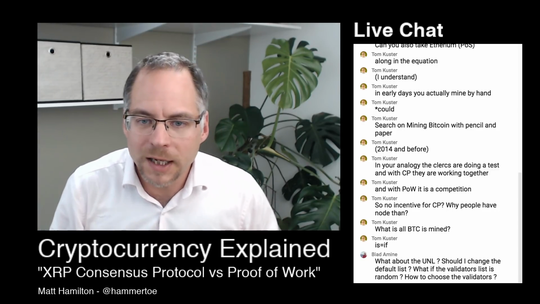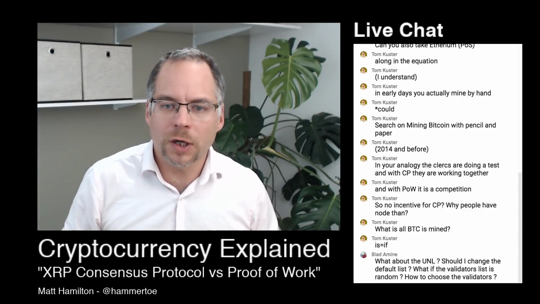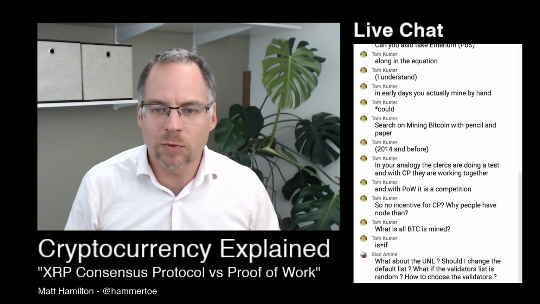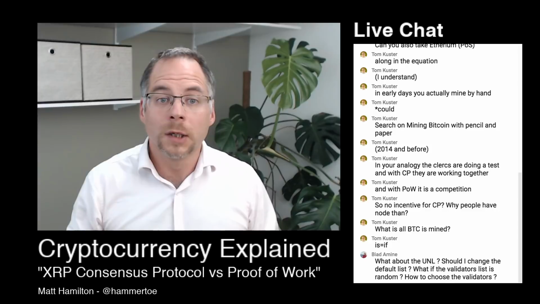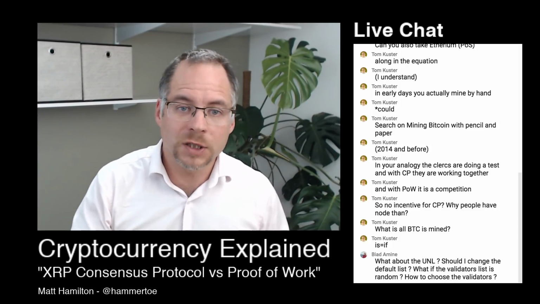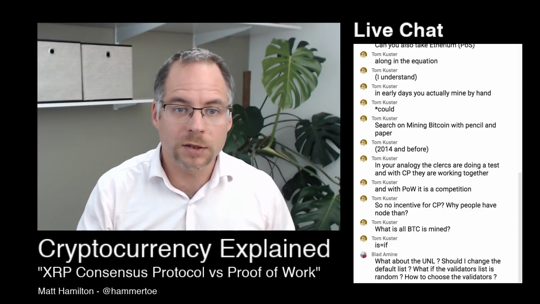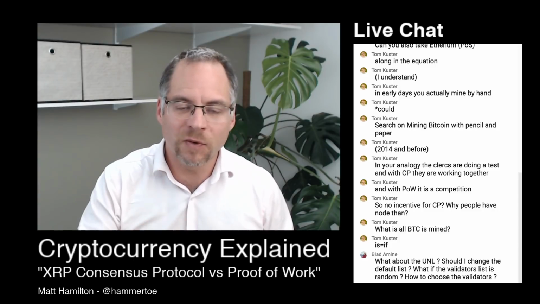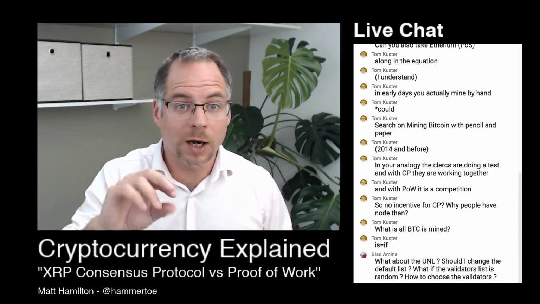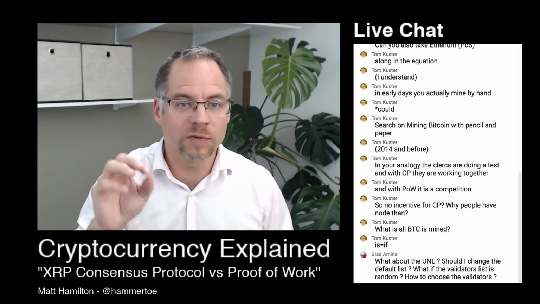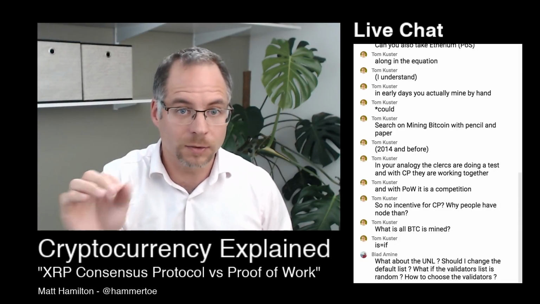So BladeME asks, what about the UNL? Should I change the default list? Well, the validators list is random. How do we choose the validators? So on the XRP Ledger, on the Consensus Protocol, there's the unique node list. Now, the unique node list is the name for, say, in my example, the 10 out of the 200 validators that you choose to listen to.